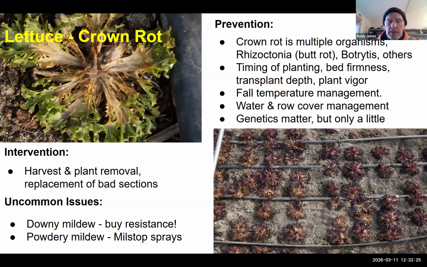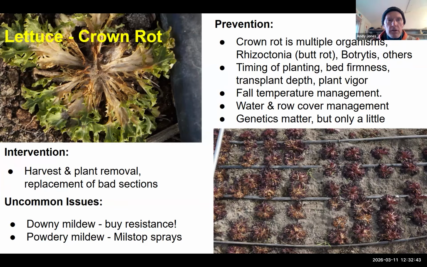And we haven't seen a big difference in genetics. There are some mild differences among the varieties that we grow, which are all the Salanovas and the Easy Leafs, but we haven't seen a ton of that.